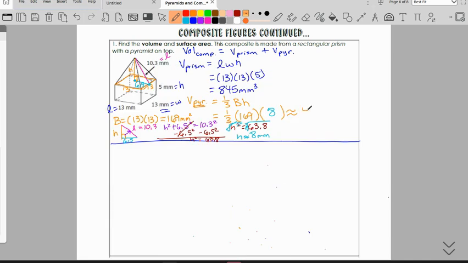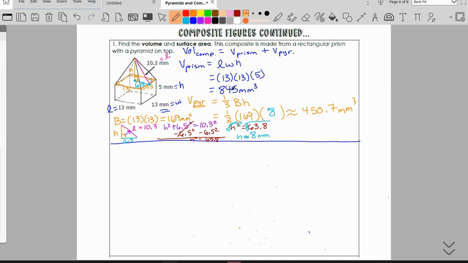So that's going to be approximately 450.7. Our units were millimeters. This is the volume of the pyramid, so that's cubic millimeters. I need a second M in there. Let me see if I can fix that. I'll do millimeters cubed.